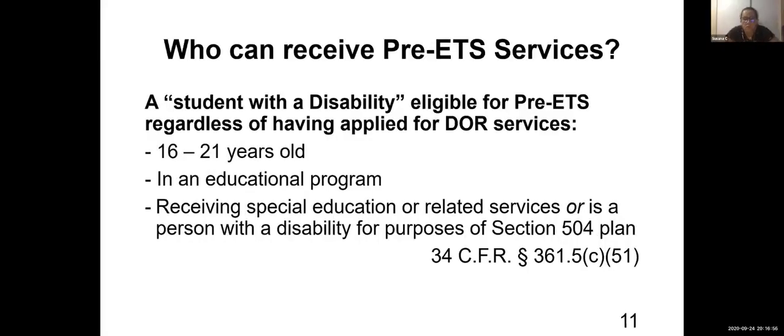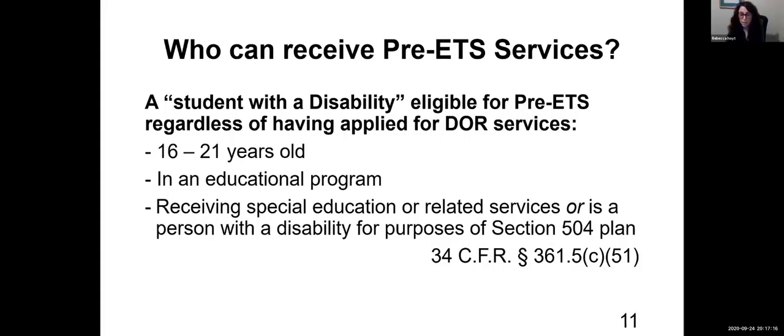One quick question. Who decides if the DOR should be invited? Is that something that the parents have to ask for? Because sometimes I think parents don't know that they can ask for the DOR. The parent can ask, and the school district can also invite the DOR on the parent's behalf.